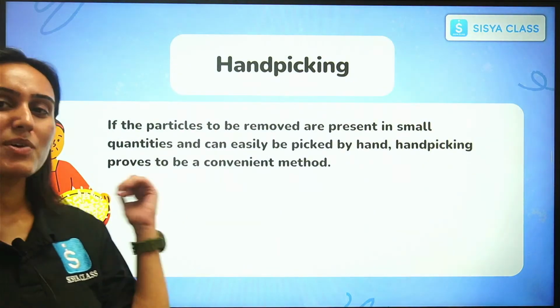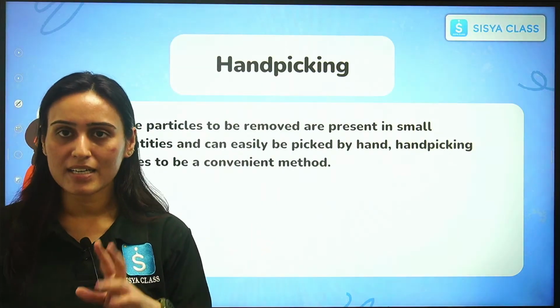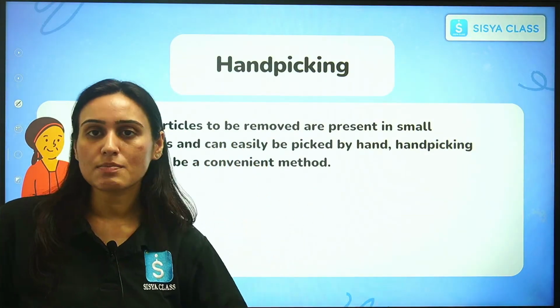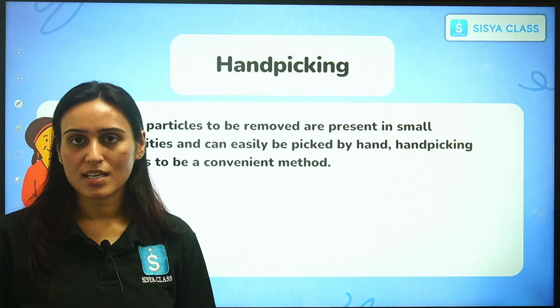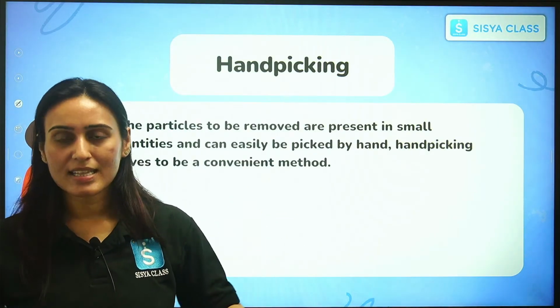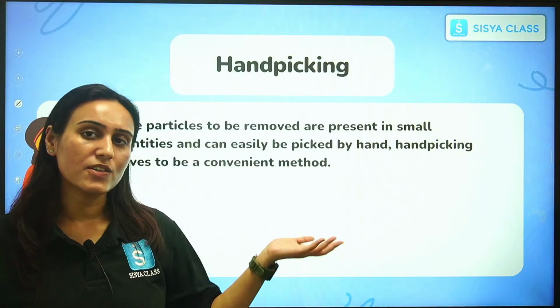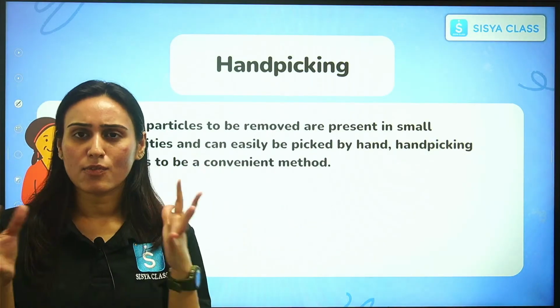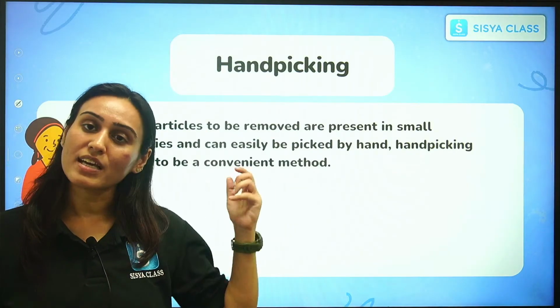So I hope we are able to understand the principle behind it, because the principle is going to help you identify which method we have to use in different scenarios. If you don't understand the principle, then you will say that I can use hand picking here also, and here also. No, you have to understand for which type of mixture we can use this method.